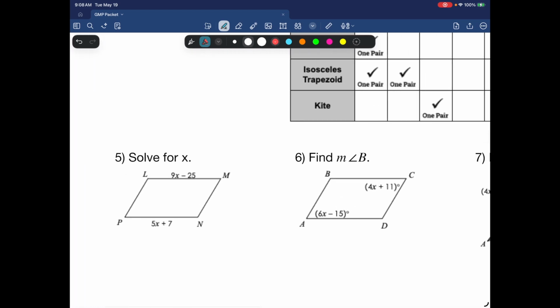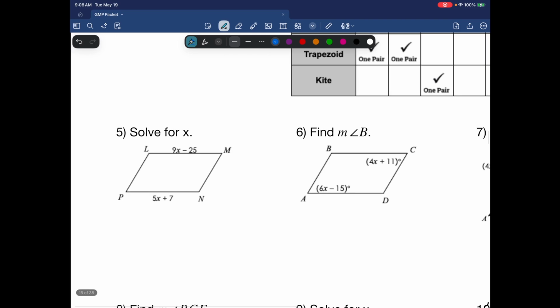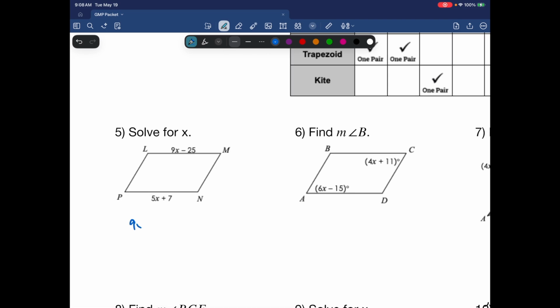On number 5, this is a parallelogram. And in a parallelogram, opposite sides are congruent. So I'm going to set these two equal to each other. So 9x minus 25 equals 5x plus 7. This is going to be 4x minus 25 equals 7. 4x equals 32. X equals 8.